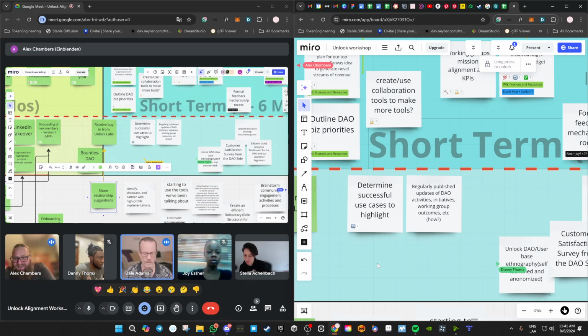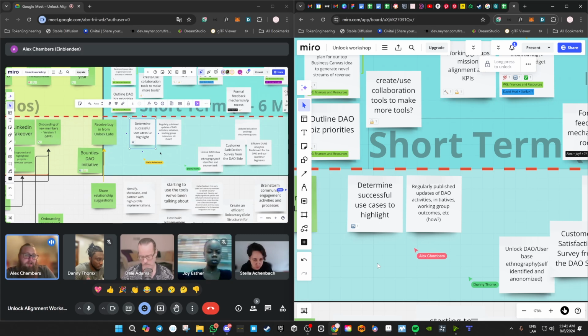No, I agree. I think that's what happened. I think there was no one to delegate stuff to or to take the reins, so they just did it themselves. Okay, so determine successful use cases to highlight.